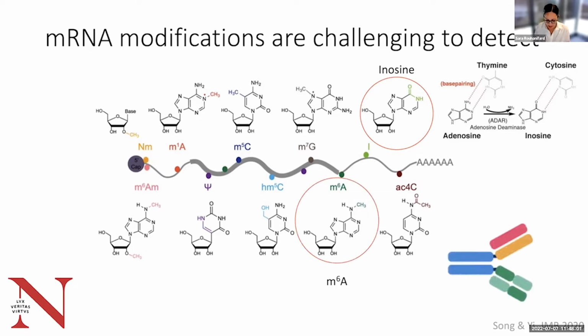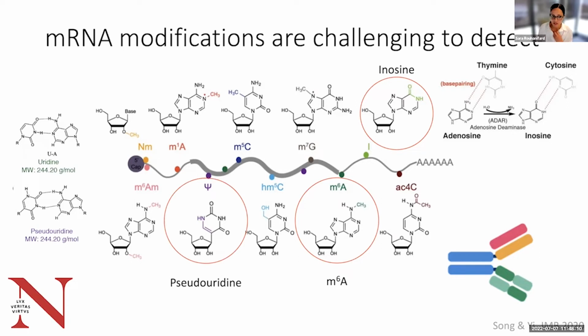Likewise, M6A is also amenable to sequencing thanks to the development of an M6A specific antibody. Other modifications, such as pseudouridine, are not so lucky. These are a little bit more challenging to detect because they don't change the Watson-Crick base pairing. Uridine pairs with A the same way that pseudouridine pairs with A. There's no antibody available, and they're not really amenable to mass spec because they're mass silent. So this is true for a lot of RNA modifications, and this is where part of the challenge lies.